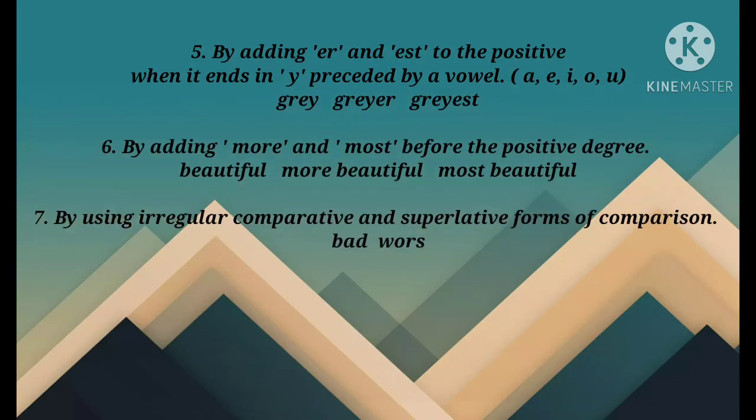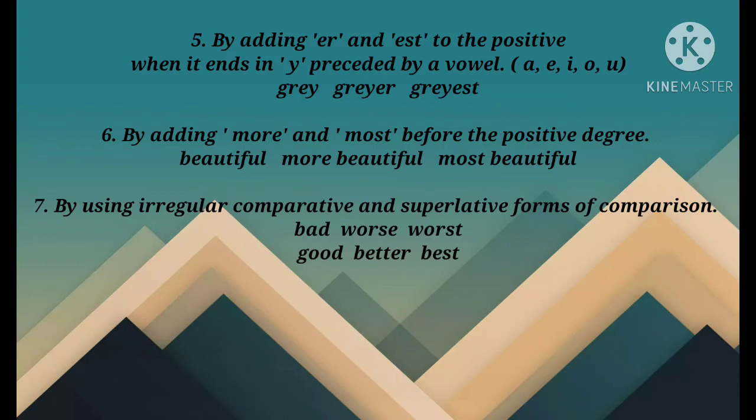Next point, by adding ER or EST to the positive when it ends in Y preceded by a vowel. See, if the positive degrees end with Y, but before Y a vowel is given, A, E, I, O, U, these are the vowel letters, then we don't remove Y. Then we only put ER for comparative and EST for superlative, like grey, greyer, greyest.